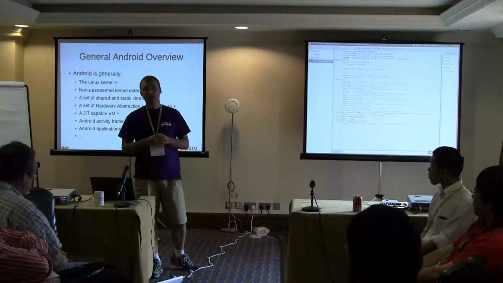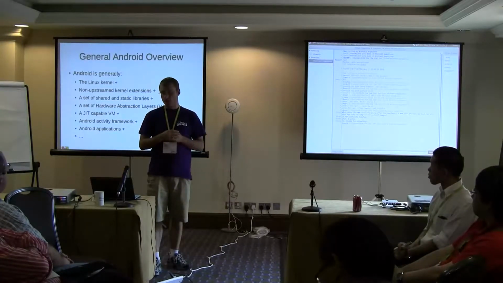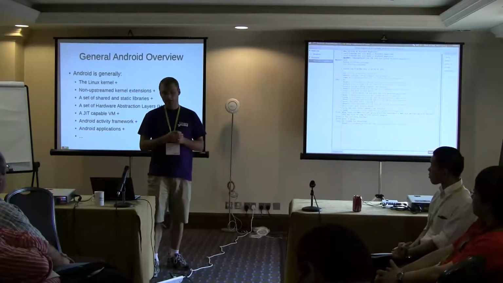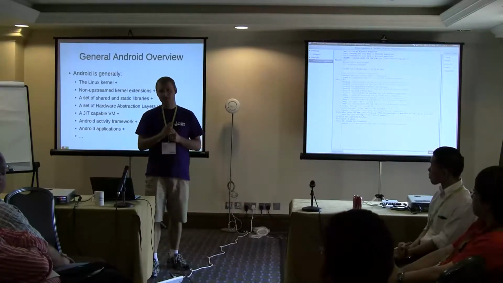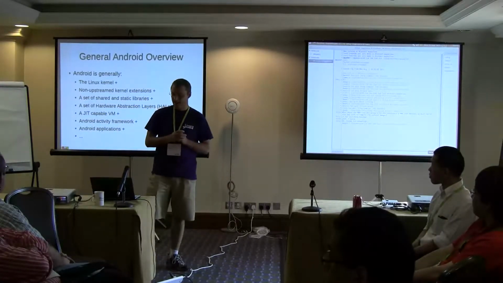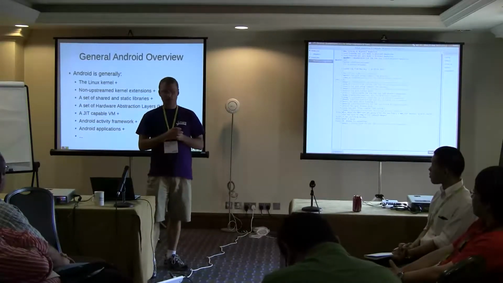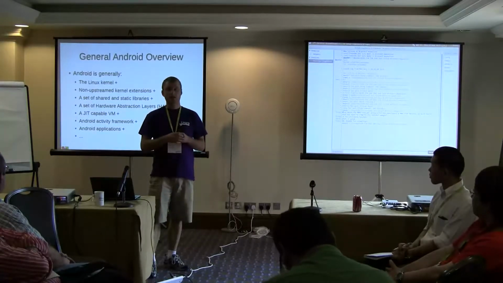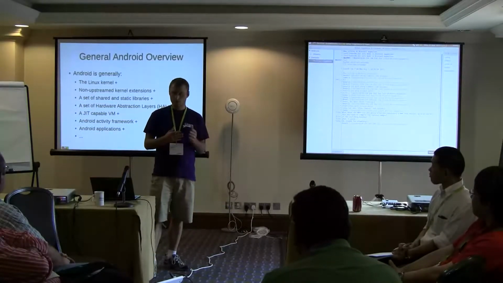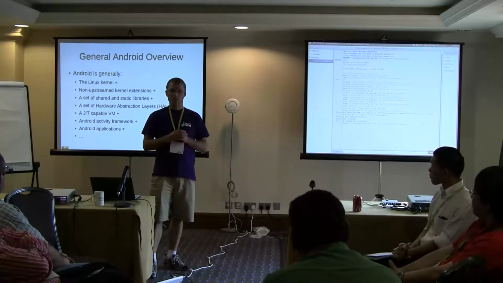You have a JIT-capable VM. JIT, just-in-time compilation, came in Dalvik in 2.2. There's a 5 to 10x speed up with that, and 2 to 5x speed up, at least that's the documented numbers, the marketing numbers in 2.2. On top of that VM, the Android Activity Framework manages Android activities, and we'll talk about activities and how they're different than applications. And then Android applications, which are written against the Android Activity Framework.